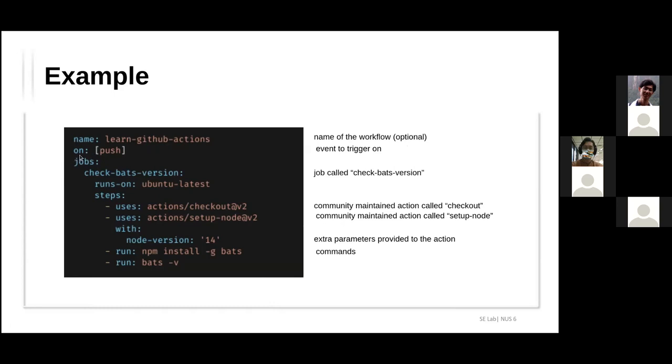So we have the on keyword, and then we specify a certain series of events to trigger on. As I said, this can be your push and your pull request and stuff like that. And then next, we define the jobs. In this case, we have one job, called check bats version, just as an example. And this job will have certain attributes, one being runs on.